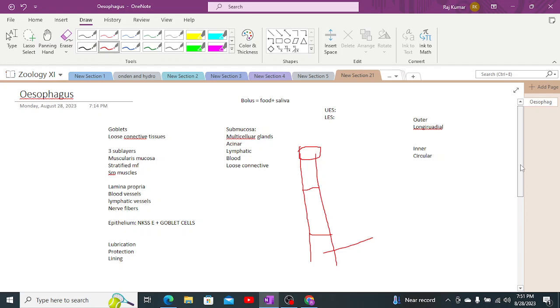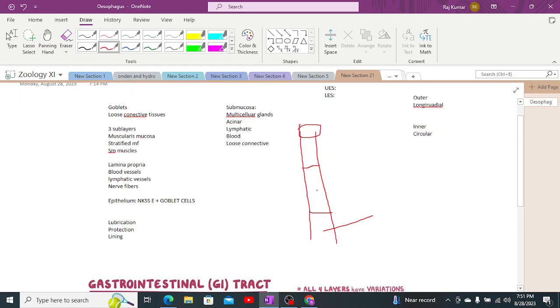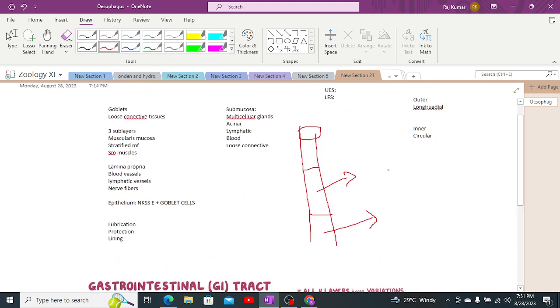Which means that we can control our upper one third of the esophagus, as these are made up of skeletal muscles. These are voluntary, and the middle one is also controllable, but only partially or minimally. After which, smooth muscles are involuntary, which means we can't control the downward part at all. So this is all about this.